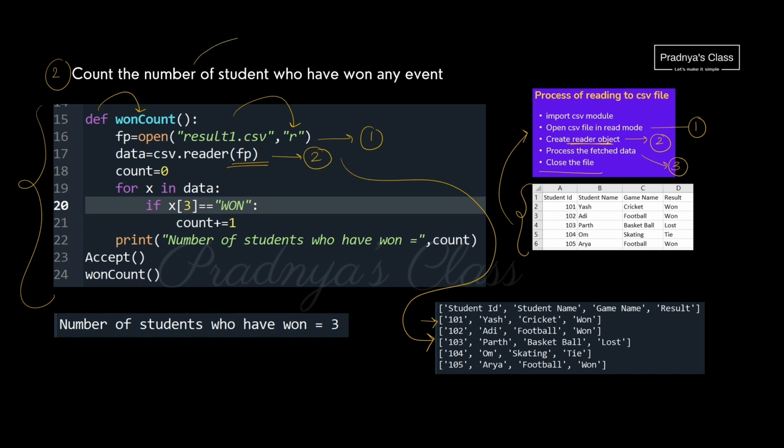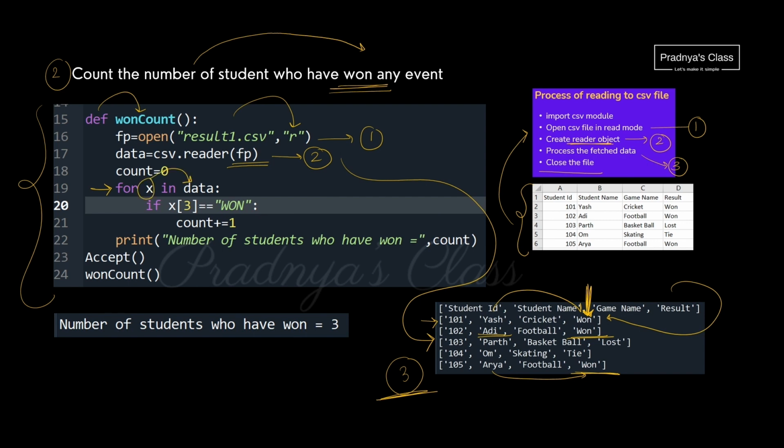According to the question, we need to count the number of students who have won in any event. So we are interested in this list element where we are mentioning the result. Look at this random data. There are 3 students who have won in the event. To iterate over the list, we are using for loop. For x in data. We are interested in this field which is at the index 3.